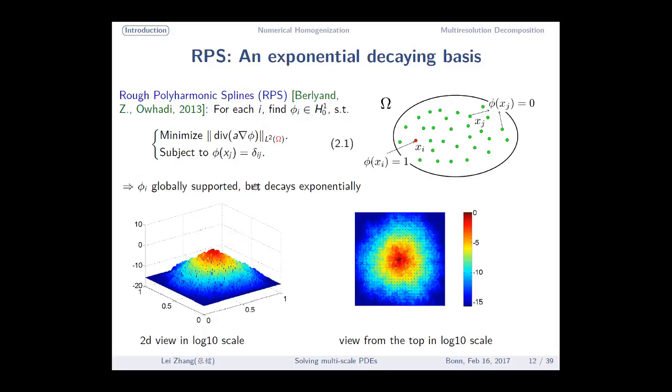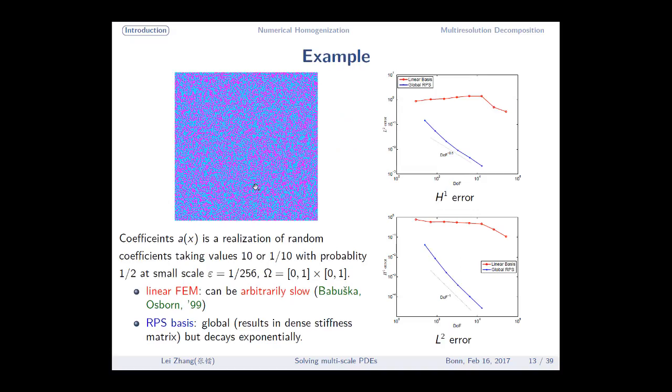But unfortunately, this is globally supported, and we can use the exponential decay property. If we put this RPS basis in the original elliptic equation, we can get the convergence rate we want. So for the H1 it is n to the minus half, and for the L2 it is n to the minus 1.